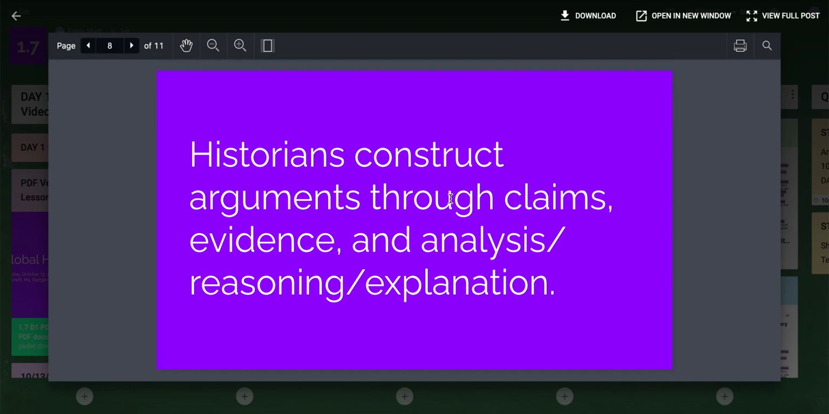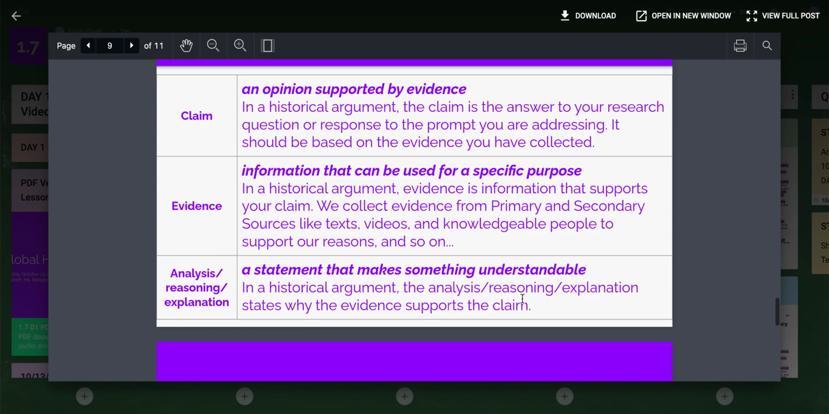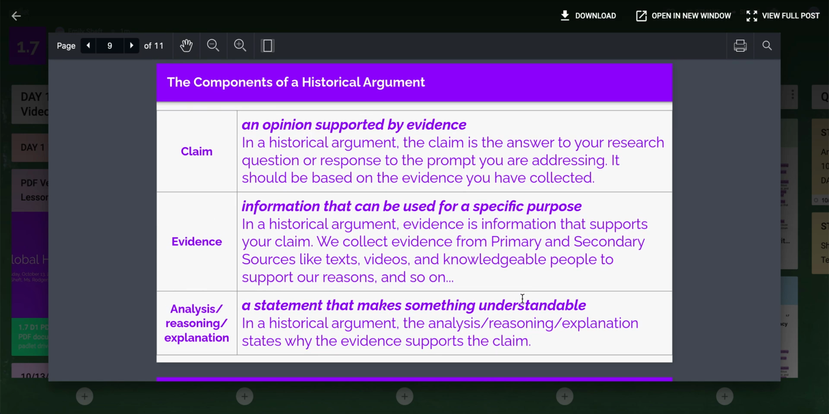Historians construct arguments through claims, evidence, and analysis, reasoning, and explanation. So let's understand these three parts of a historical argument. The first component is a claim, which is an opinion supported by evidence. In a historical argument, the claim is the answer to your research question or response to the prompt you are addressing. It should be based on the evidence you have collected.